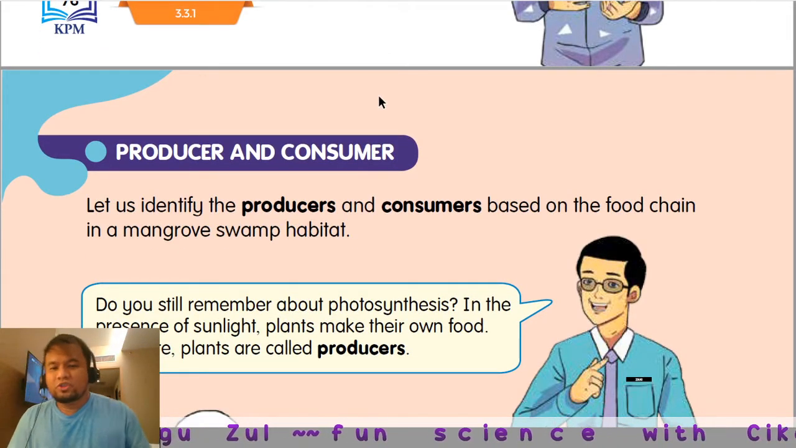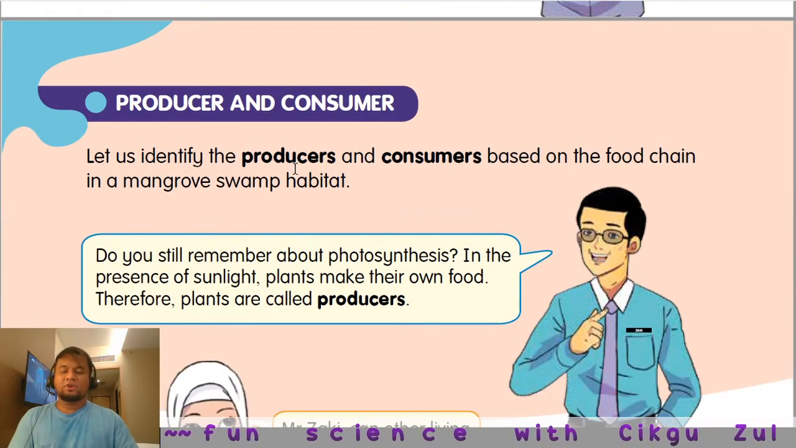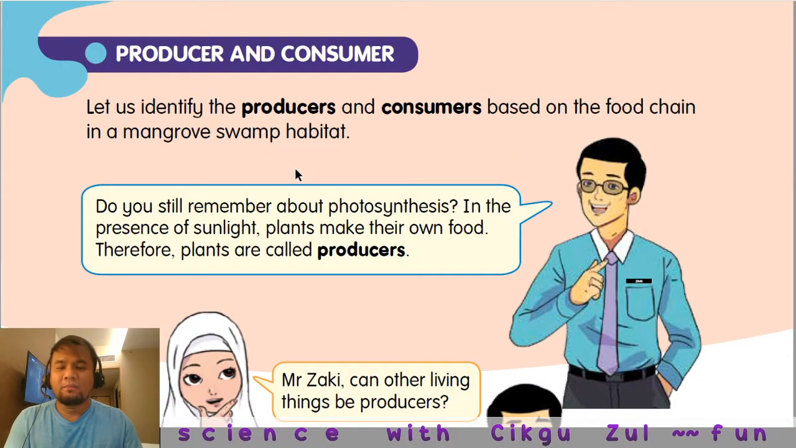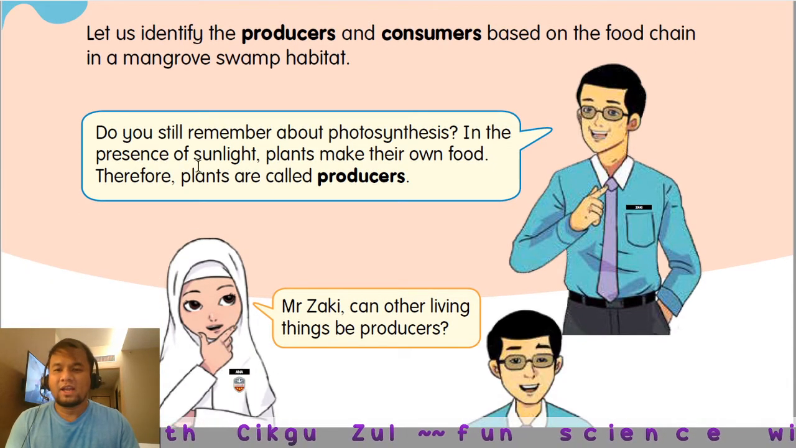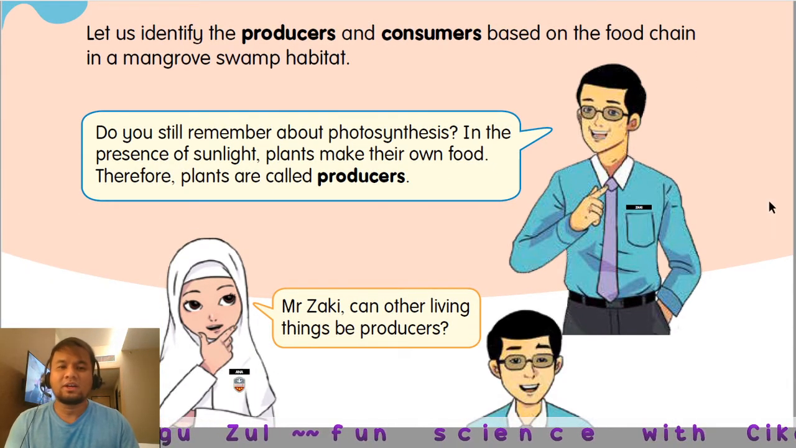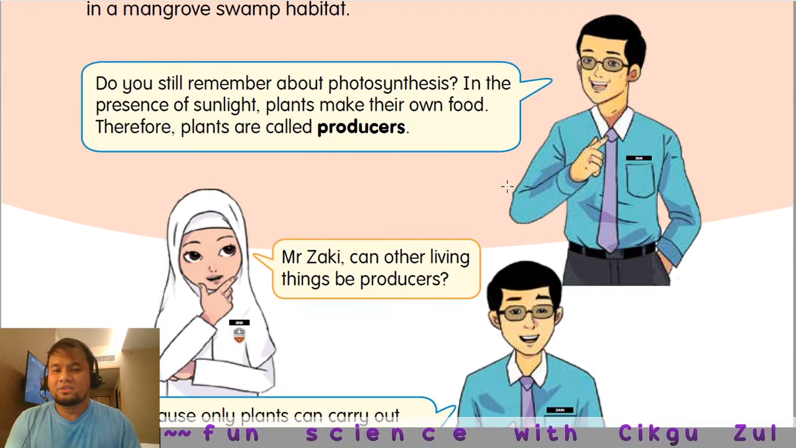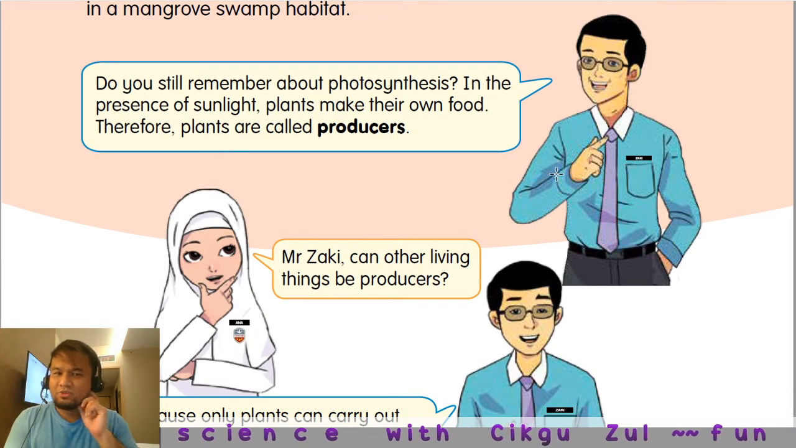identify the producers and the consumers. Okay, who is the producer in a food chain? Okay, let us analyze, let us read the story by this group of class.